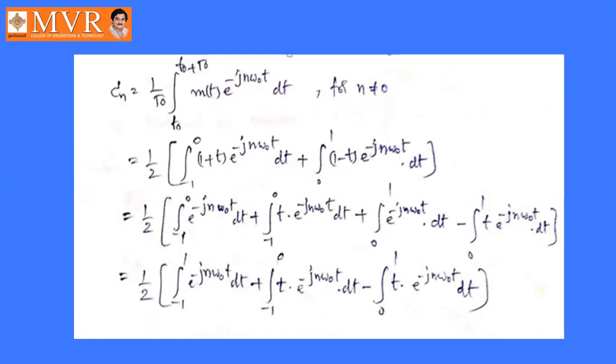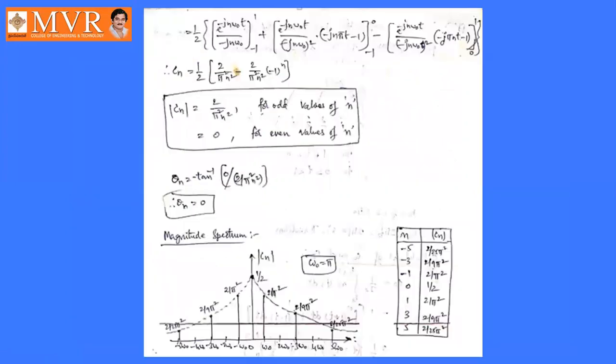For n not equal to 0, here also two limits are there. So substituting those limits, we simply get the value of Cn as 1 by 2 into 2 by pi square n square minus 2 by pi square n square into minus 1 whole power n.